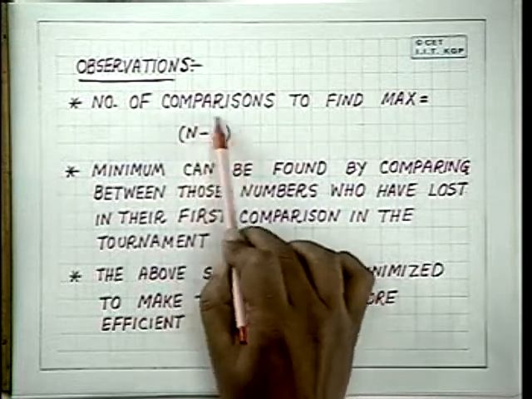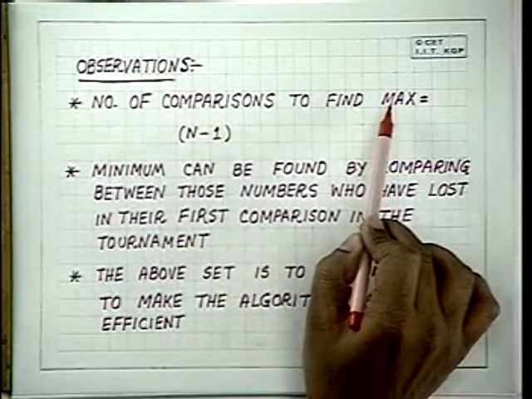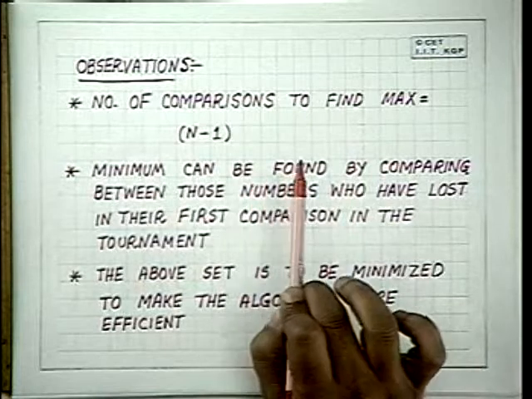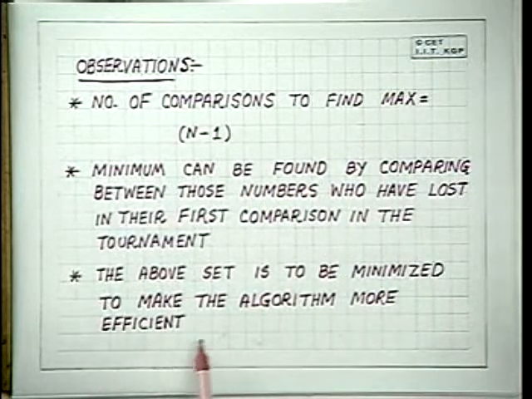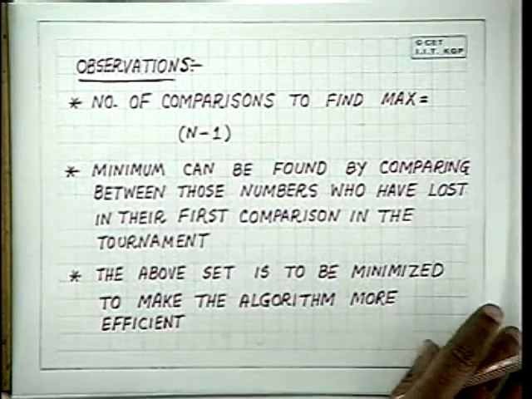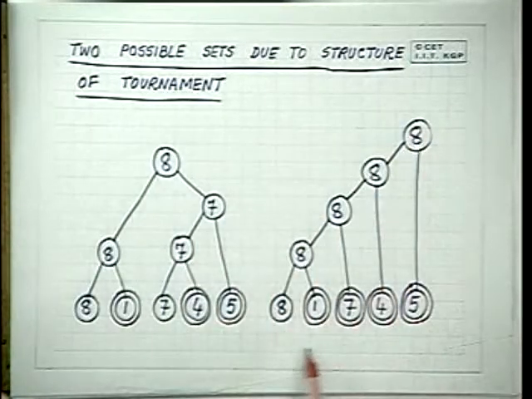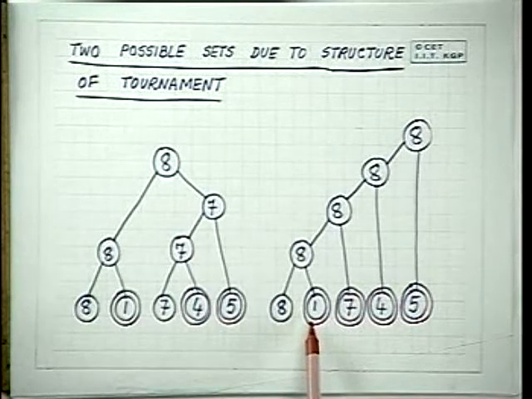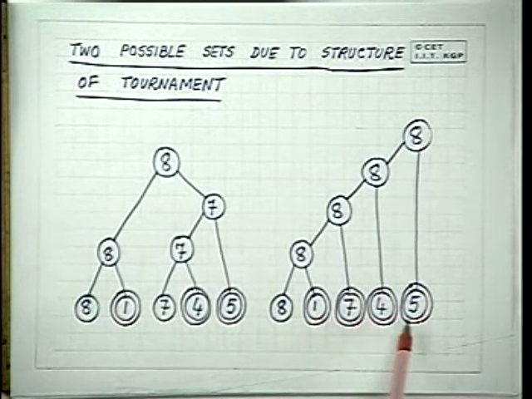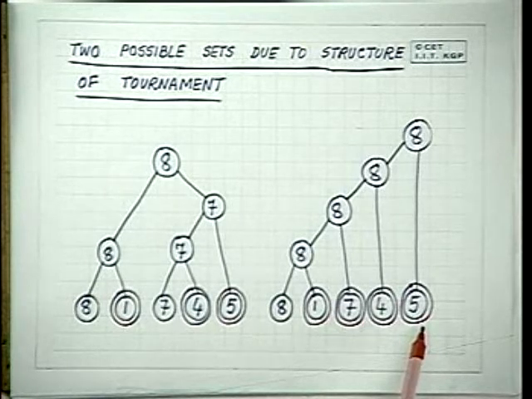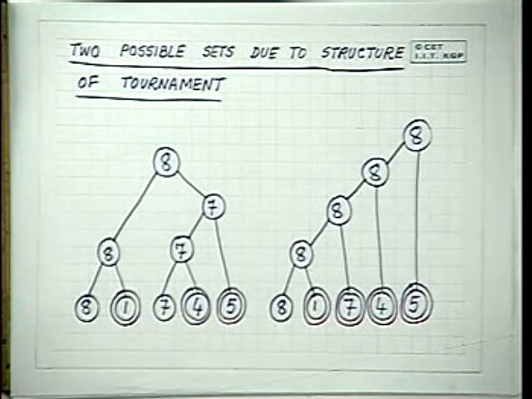So you cannot make less than n minus 1 comparisons to find max, that's fine. But you could do something to find minimum more efficiently. So let's see what we can do here. Let us set up 2 possible tournaments. One is the standard one which we have used, where these are the losers in their first comparison. And here these are the losers in their first comparison.